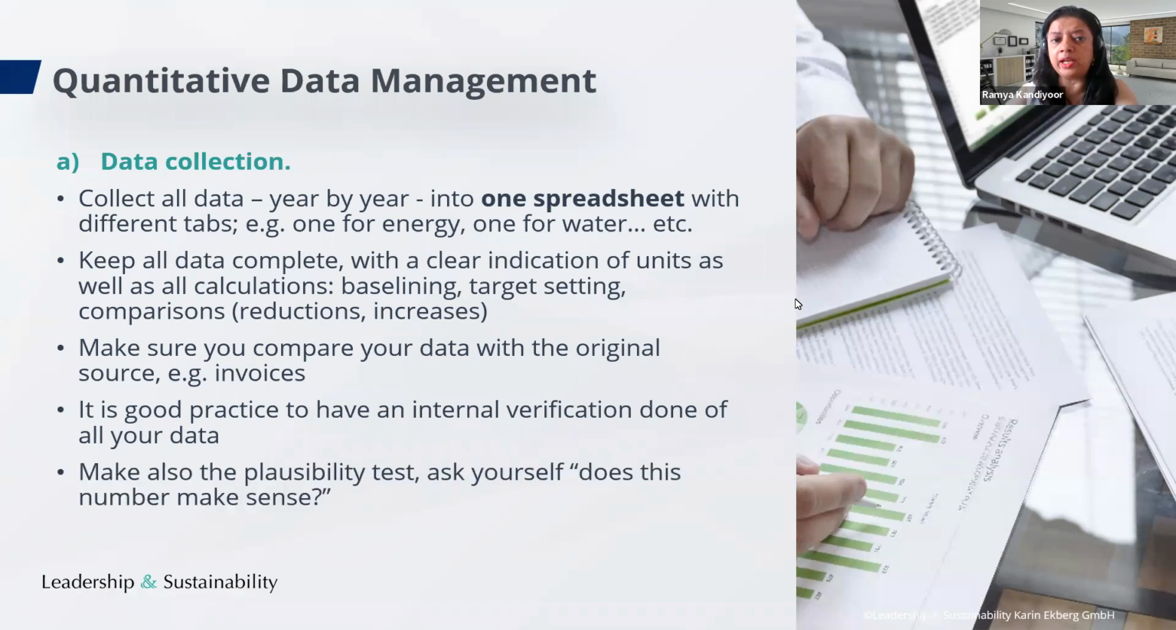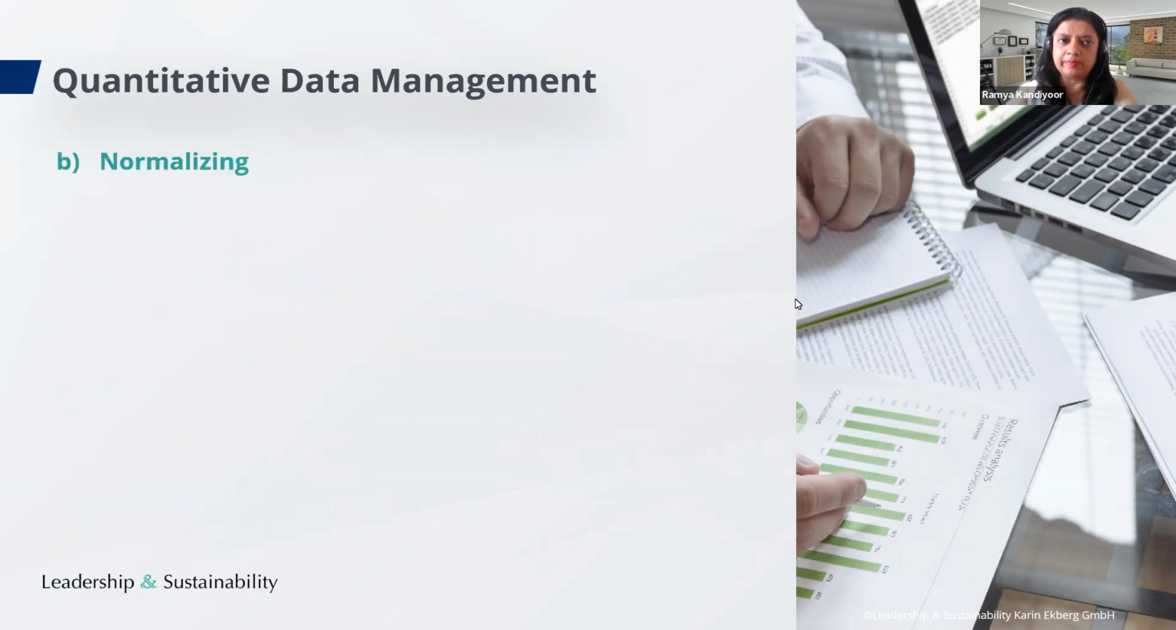And also finally ask the plausibility test, that is, does this number make sense? So if you see a large increase in a particular month, or if you see a large decrease in a particular month, we should then question ourselves as to why there has been an increase or a decrease, and how you would be able to optimize it.